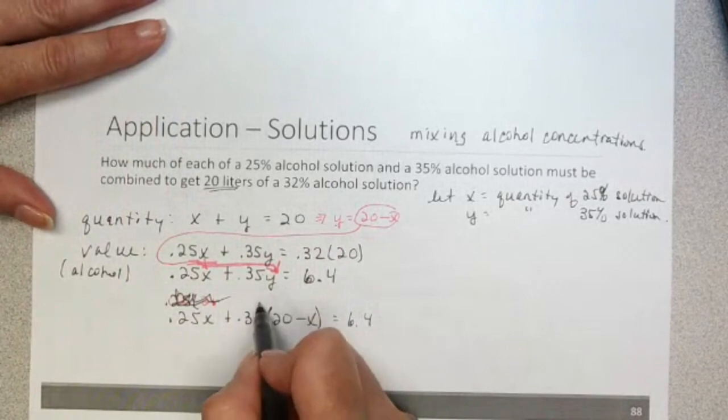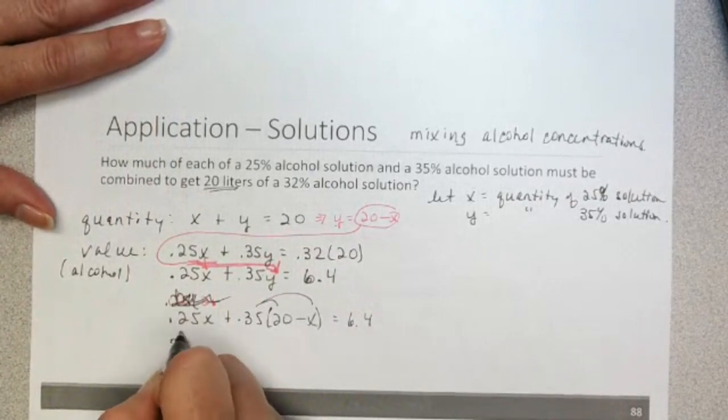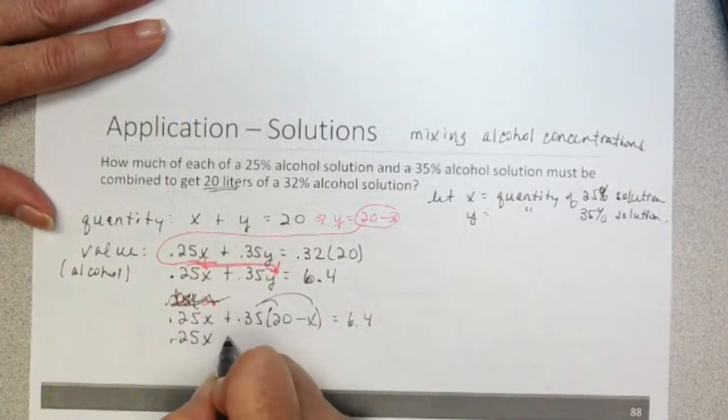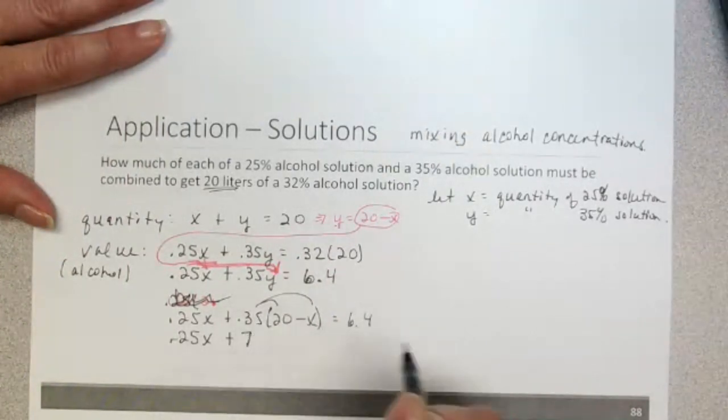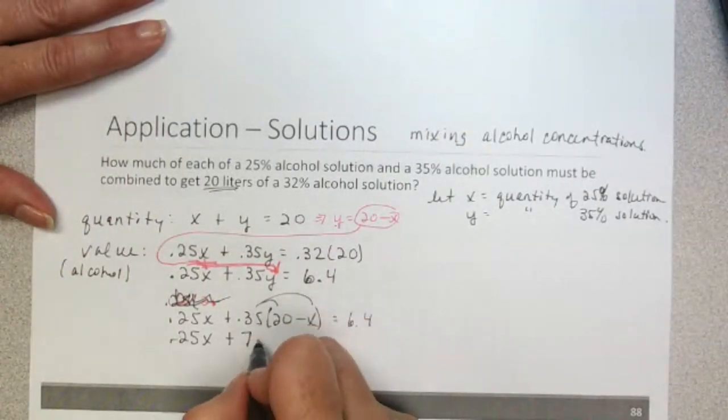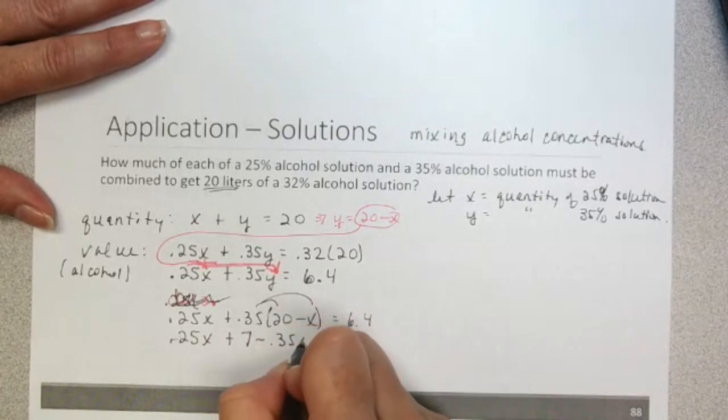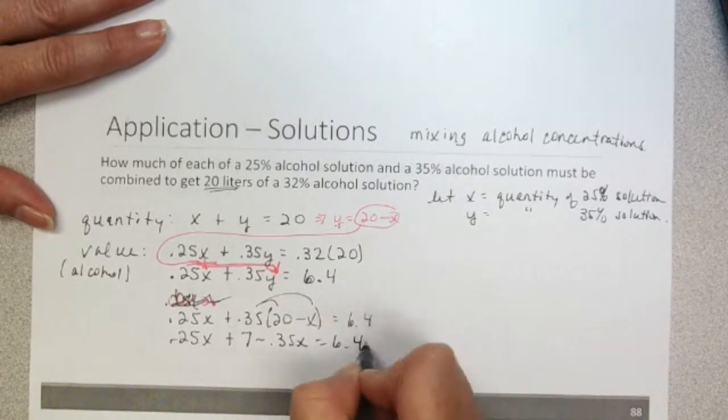Now we can simplify and solve for x. We'll distribute that 0.35. So 0.25x plus 7 minus 0.35x is equal to 6.4.